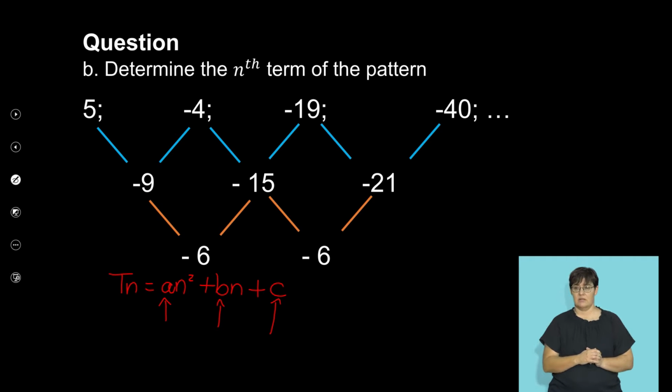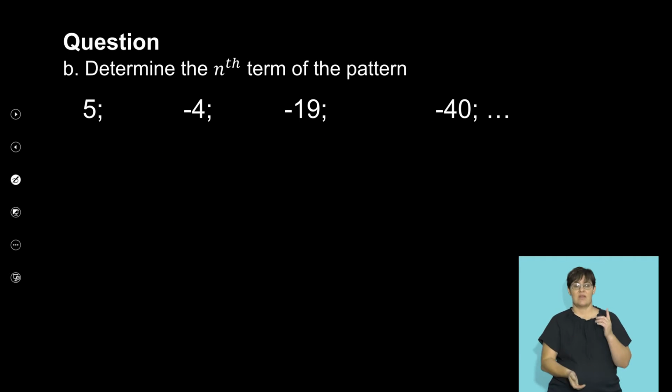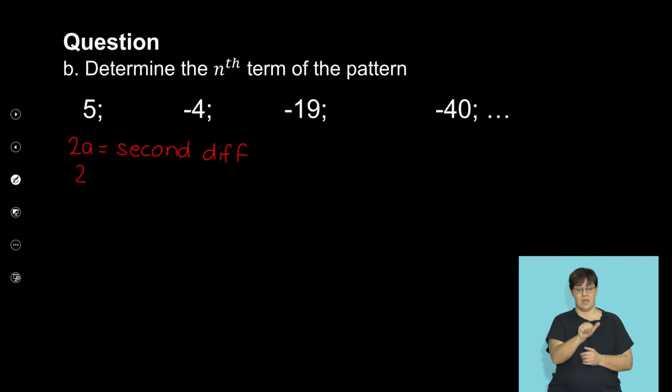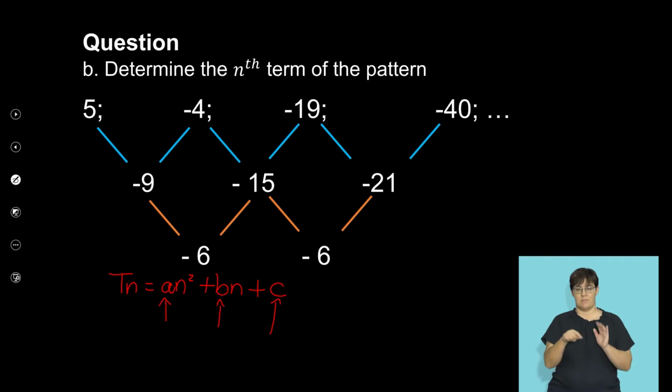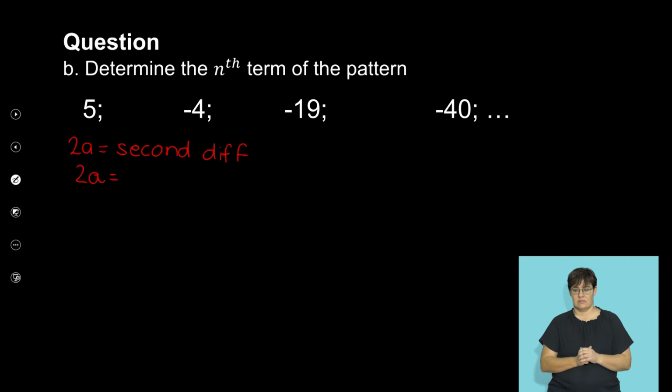I'm going to be flipping through the slides so I can actually fetch certain values. But please remember that 2A is equal to my second difference. So in this case, 2A will be equal to, if I go back to the previous slide, negative 6. So if 2A is equal to negative 6, I can divide both sides by 2. So A will have a value of negative 3.